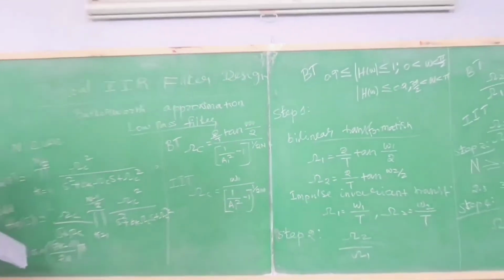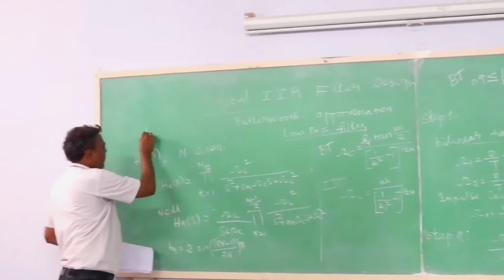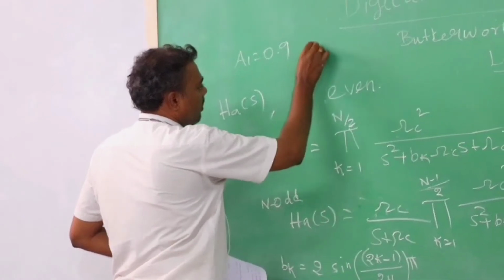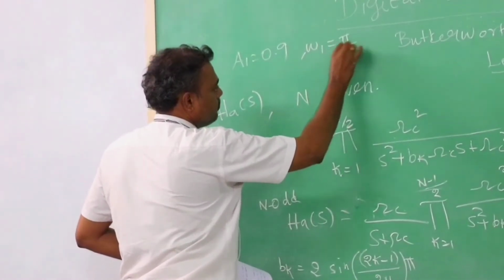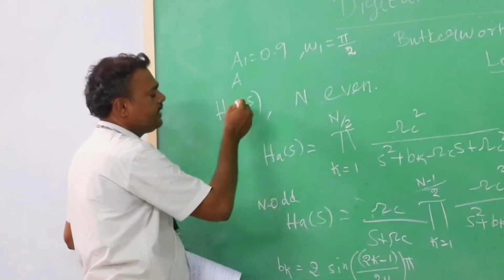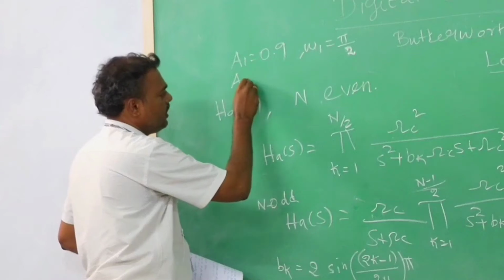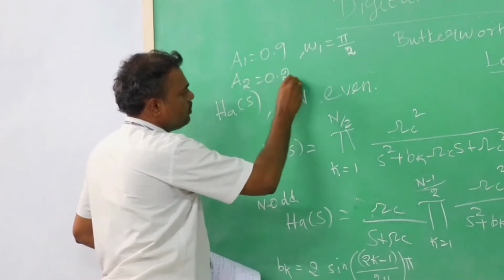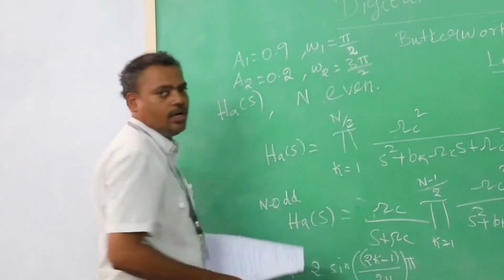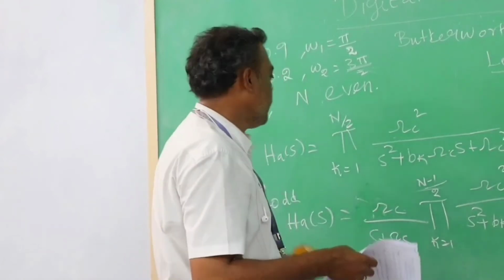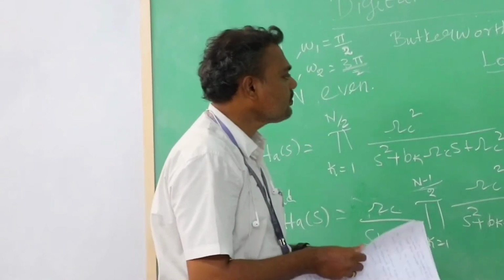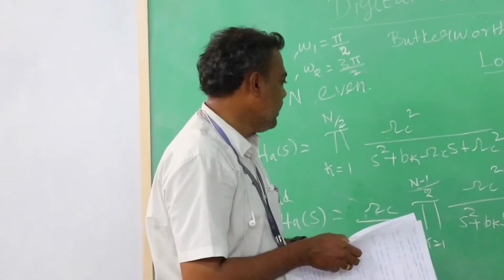From these specifications, the passband amplitude gain A1 is 0.9. The corresponding frequency is omega 1, which is equal to pi by 2. The gain at the stopband edge is 0.2, and the corresponding frequency is 3 pi by 2. These are the 4 specifications given. We can use these 4 specifications to design the filter.